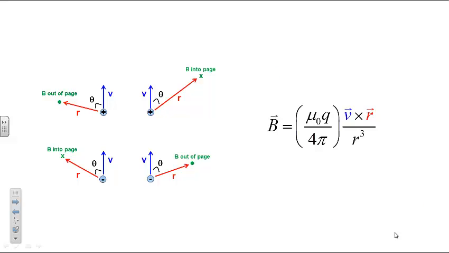The presence of the cross product in this equation indicates that the magnetic field is perpendicular to the plane spanned by the vectors v and r. We must be careful, of course, to include the sign of the electric charge in these calculations, since the magnetic fields of positively and negatively charged point particles point in opposite directions.